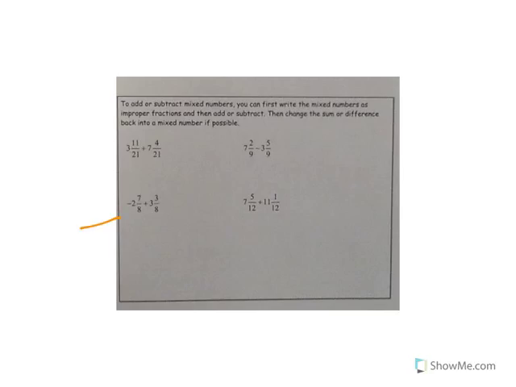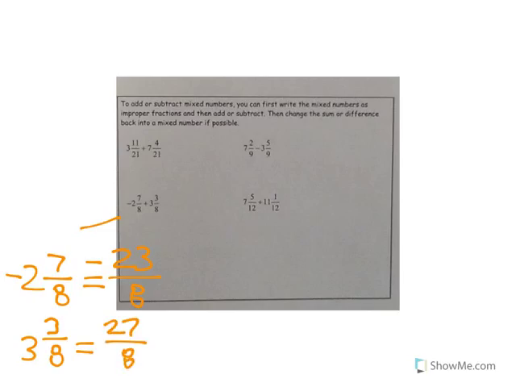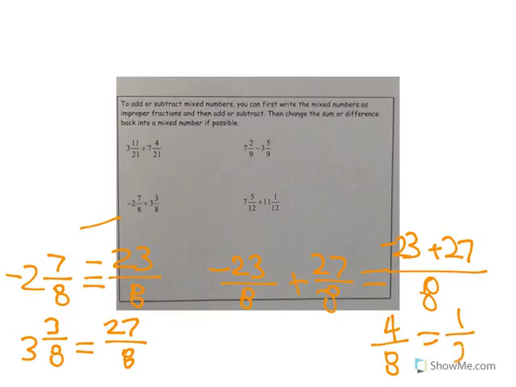Let's look at this one here. If I change this into an improper fraction, it would be 2 times 8, which is 16, plus 7. It's going to be 23 over 8. And don't forget the negative sign. This part here, 3 and 3/8, is equal to 3 times 8, 24, plus 3, which is 27/8. Now we can rewrite our problem as negative 23/8 plus 27/8. That's just negative 23 plus 27, which is 4 over 8, which is equal to 1/2. And you're done.